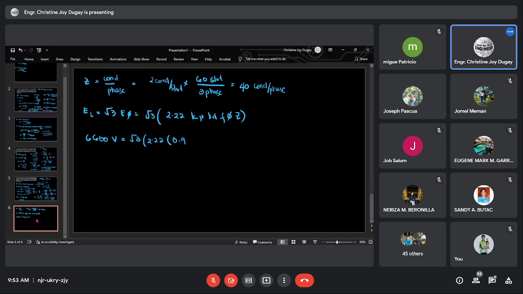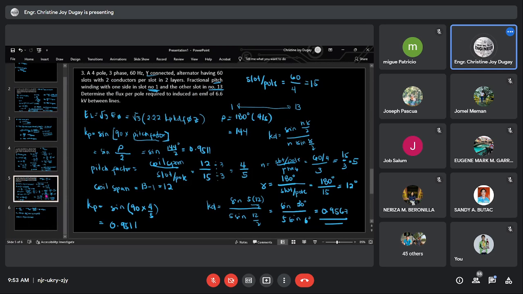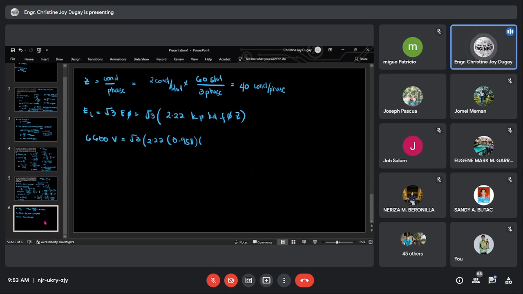Kp natin kanina, that is 0.9511. KD po natin is 0.9567. Frequency po natin is 60. Flux, ito po yung tinatanong. And Z po natin is 40. So, i-divide nyo lang siya para matanggal yung mga values dito sa tabi ni flux po natin.